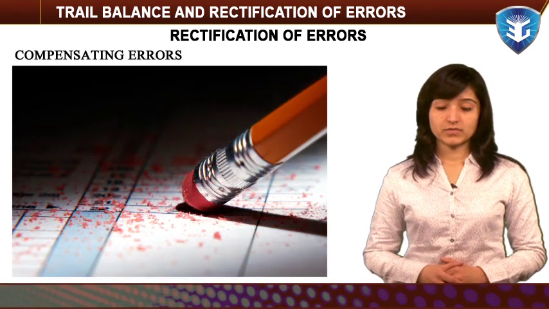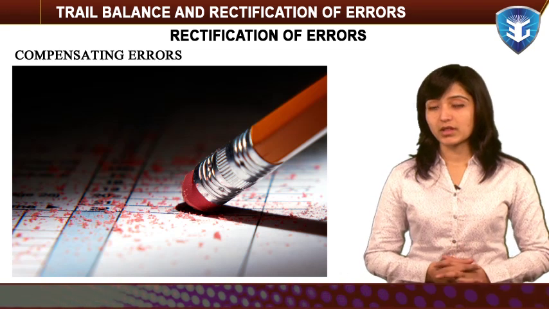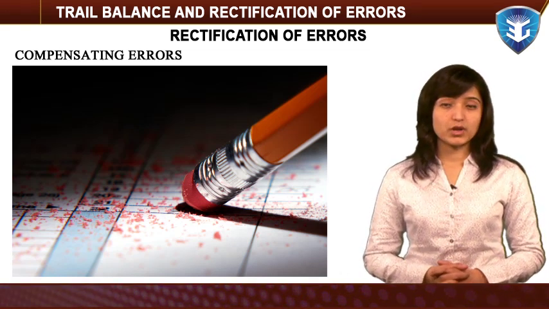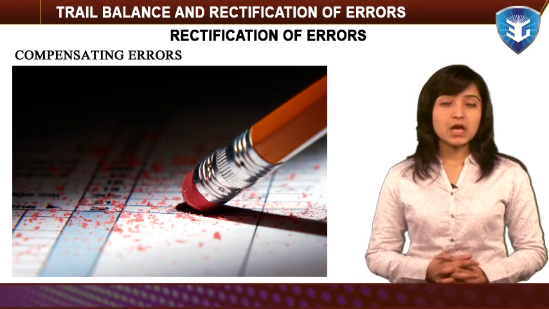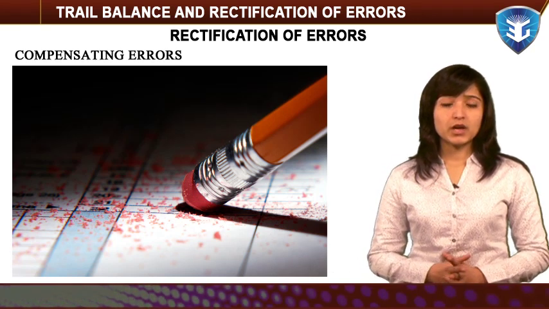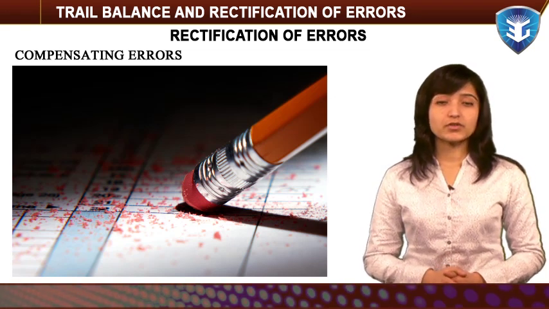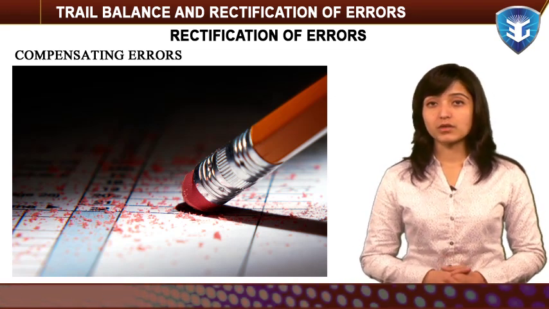Compensating errors. Compensating errors are those that are nullified by errors of equal proportion. It means that one accounting error is compensated by another error. It may happen that an error in an account has occurred and the same kind of error has taken place in another account.